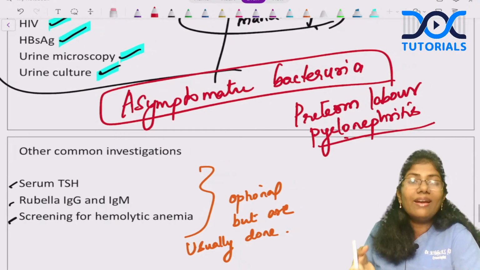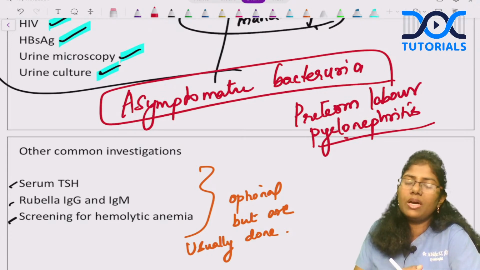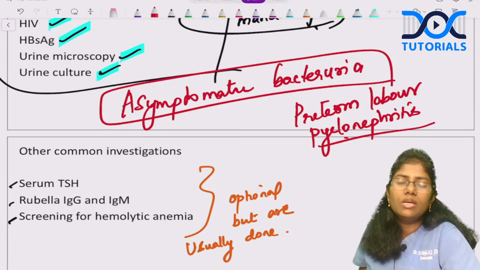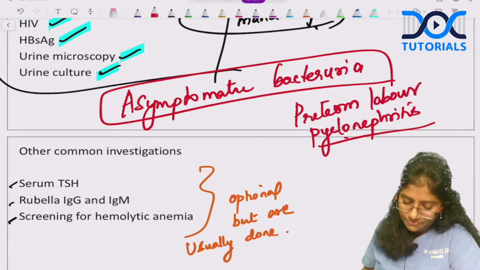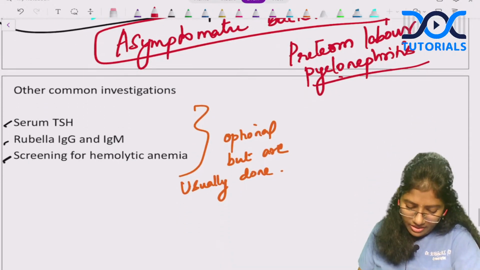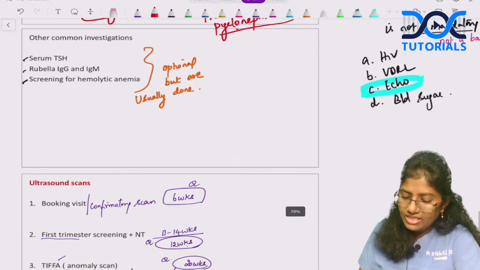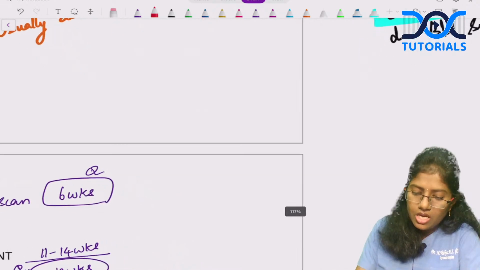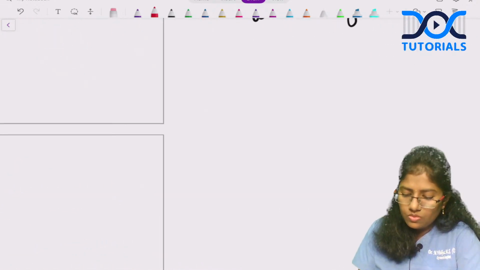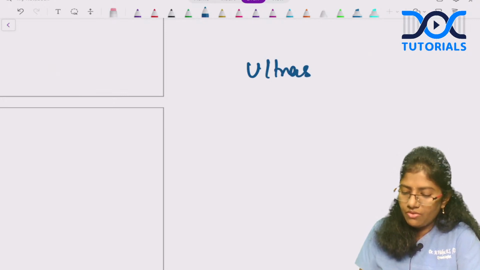We had this question in the very recent INI-CET exam that we had a few days back. So this again is a very important MCQ area. The last MCQ area under antenatal care is about ultrasound scan.